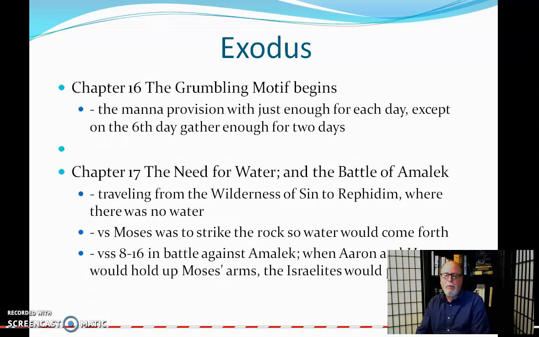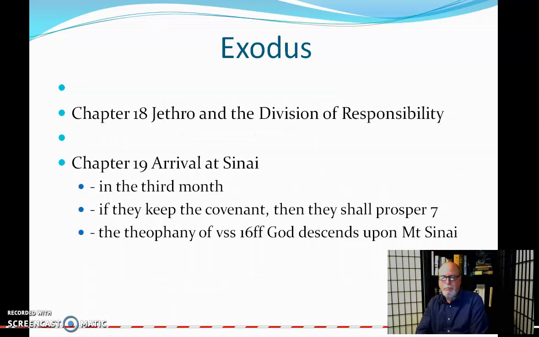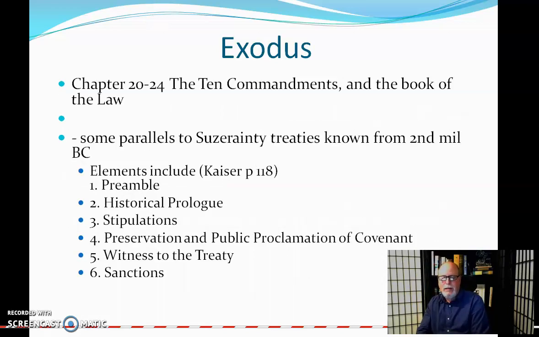Chapter 16, the grumbling motif begins, and that's going to occur throughout Exodus, and we'll see that pick up again in Numbers. Chapter 17, some interesting side notes related to the need for water, the battle with Amalek, etc. Chapter 18, with Jethro, the division of responsibility, and they arrived then at Sinai in chapter 19.